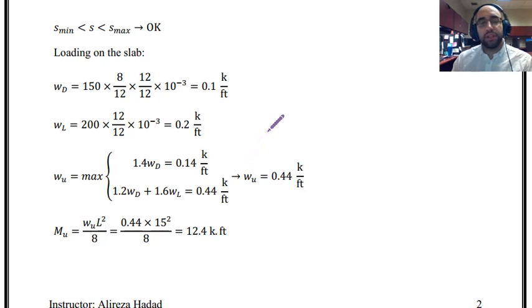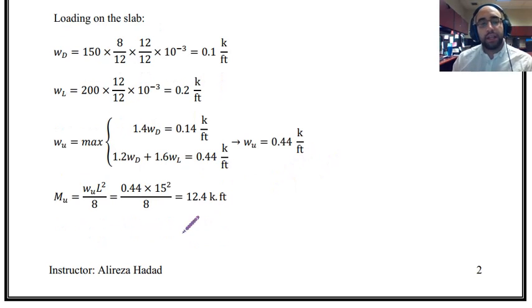Now I have to just consider the load combinations that we had for gravity loads. We used it a lot before. You are familiar with it. We had two important load combinations for gravity loads, and those are specified over here. The first one is 1.4 dead. The other one is 1.2 dead plus 1.6 live. Putting these loads that we found earlier in these two load combinations, you can see the values, and the maximum of these two is the ultimate loading that I need to consider on my slab. That is 0.44 kip per foot.